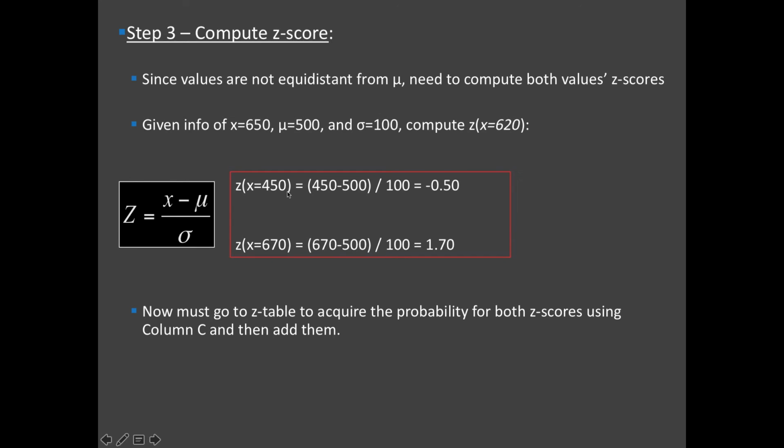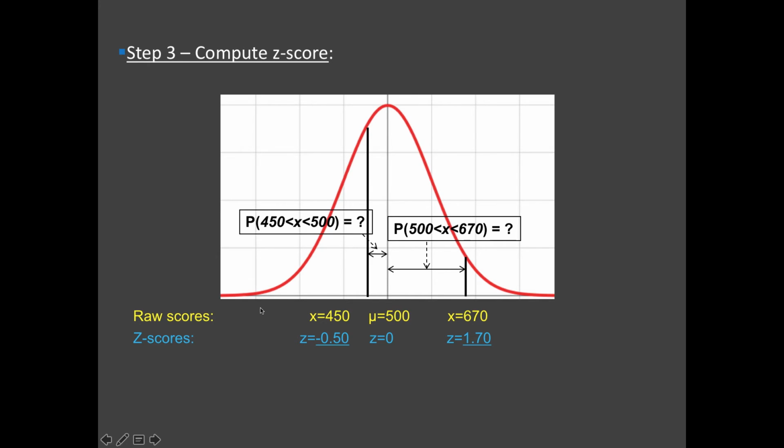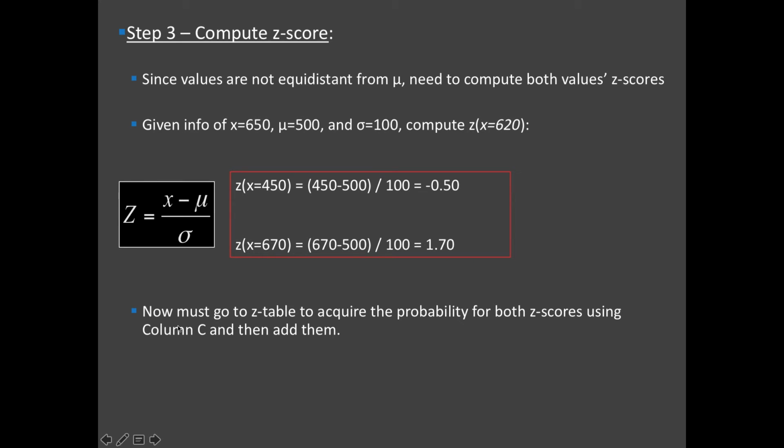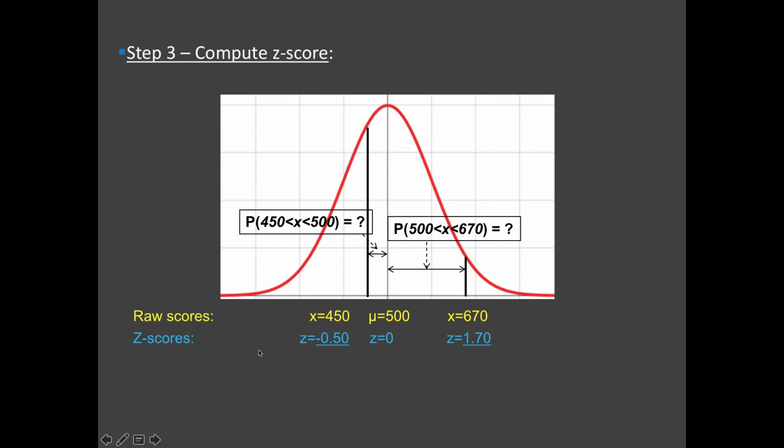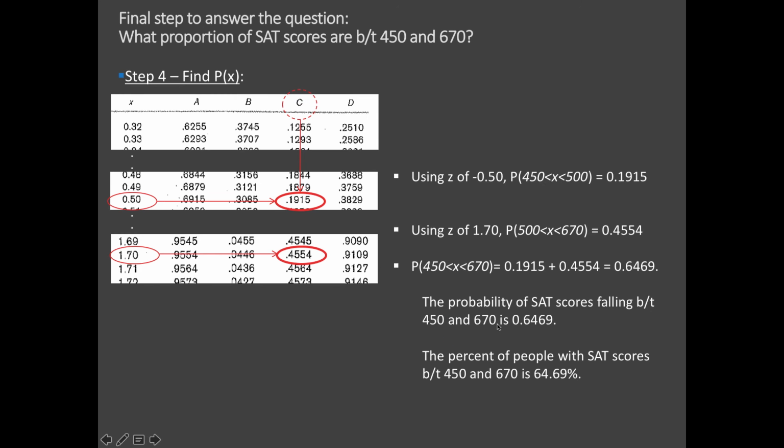So first we compute the z-score. So for 450, we do 450 minus the mean divided by the standard deviation, and you get negative 0.50. Same thing for 670, you get 1.70. Then you go back to that z-table, and you find column C, and then you add them together. So this is just another picture showing you what the z-score is in that picture that I drew out for 450 and 670. So then we go to the little table and we find 0.50 for the first one.